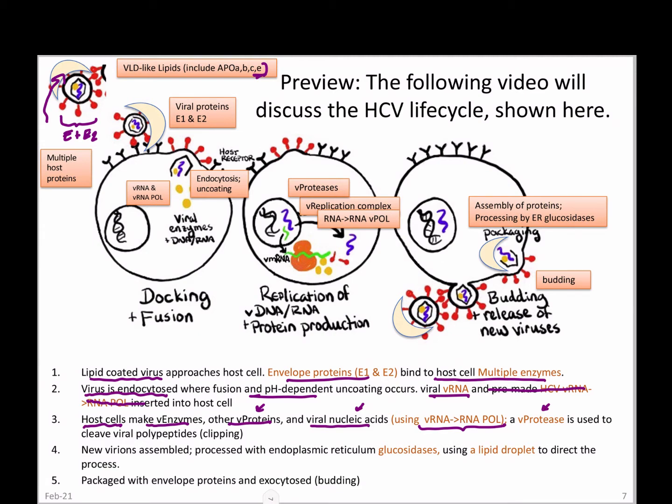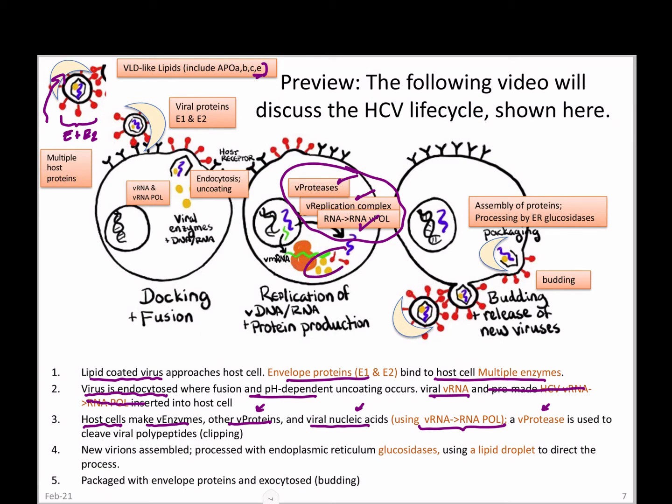that's used to specifically clip the viral polypeptides. HCV is very interesting in that all three of these are kind of clumped together on an endoplasmic reticular membrane where they're all attached to each other. So you've got a viral protease subunit, structural and functional proteins involved in what we call a replication complex, and then your RNA-dependent RNA polymerase, all attached to each other and right next to each other.